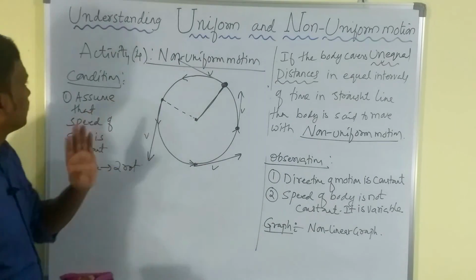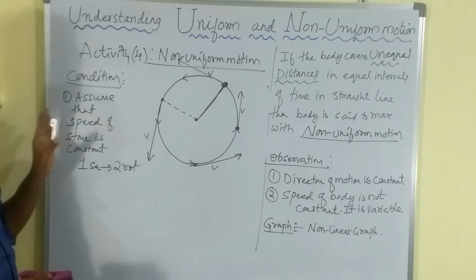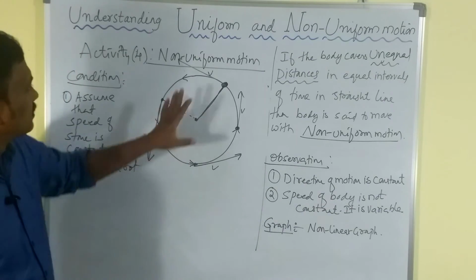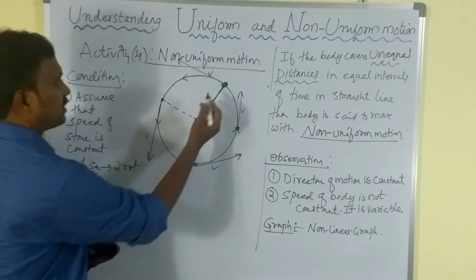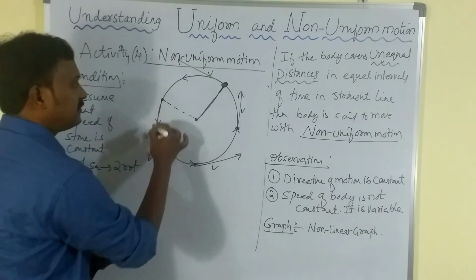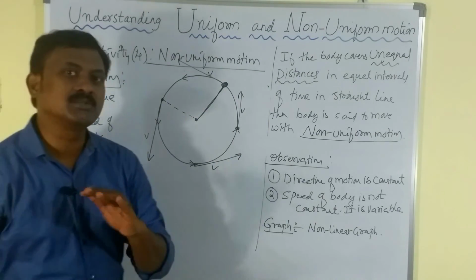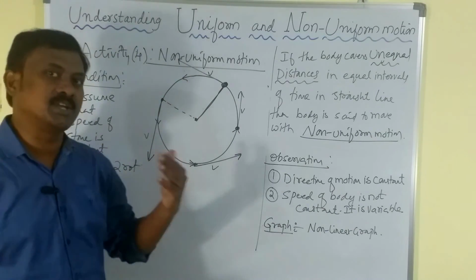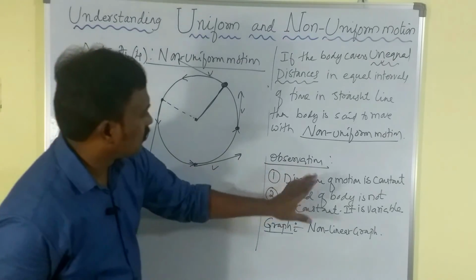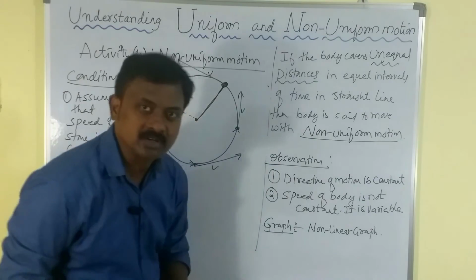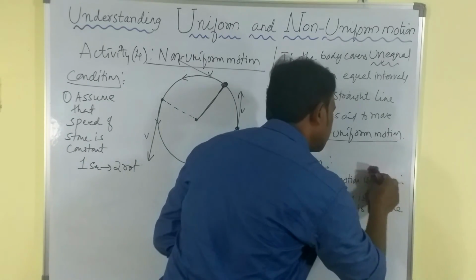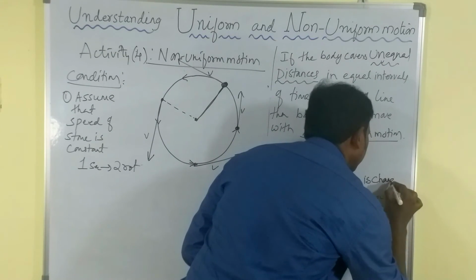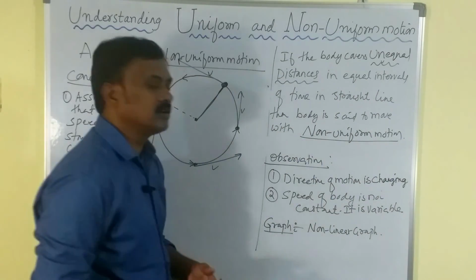So here, the condition you have to maintain is that the speed of the stone is constant. And what about the direction of motion here? The direction of motion is changing at every point; it is not the same. In circular motion, at every point the direction of the body is changing. So what is the observation? Is the direction of motion constant? No. The direction of motion is changing, or we can say variable.